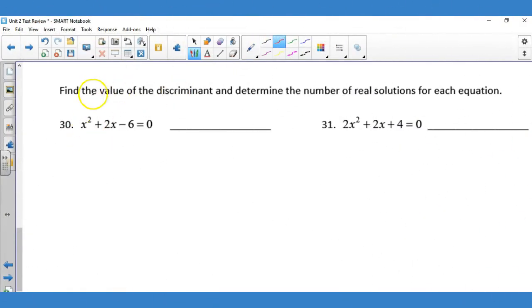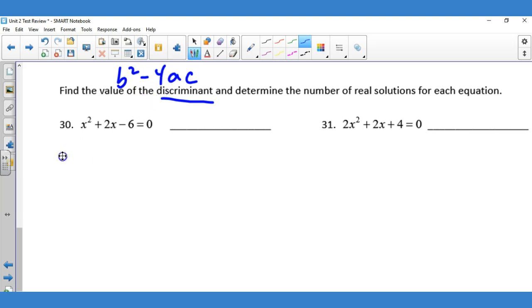First off, it says find the value of the discriminant and determine the number of real solutions for each. To find the discriminant, you need to use the formula b squared minus 4 times a times c. That is the stuff from underneath the radical of the quadratic formula. The discriminant is this equation right here.